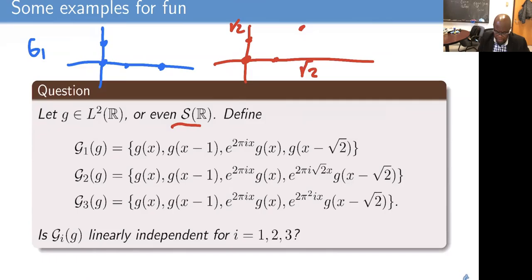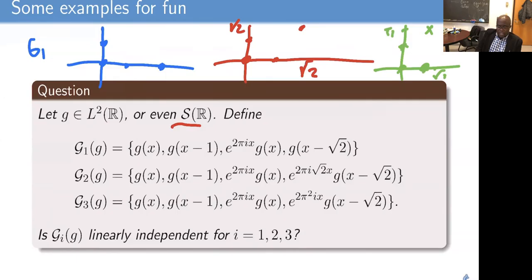And then the last example, let's change the color, I use green. In this case, I'll choose this. I have the origin, and then the square root of 3 and pi. Let's pretend that pi is somewhere here, and this is square root of 2. So the point will be somewhere here. So I have four different points, you pick your favorite function, and then you ask yourself whether or not this set of functions is linearly independent.